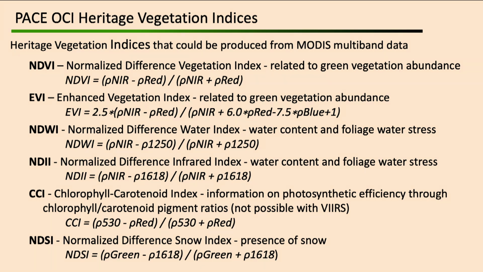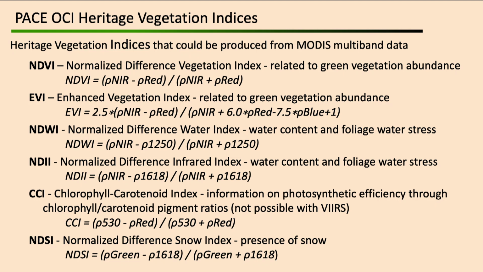Six of them are what we call heritage indices. These are all indices that can be or are calculated using MODIS data. And these include NDVI and EVI. These are both generally related to how much green vegetation, bulk vegetation, is in a scene.